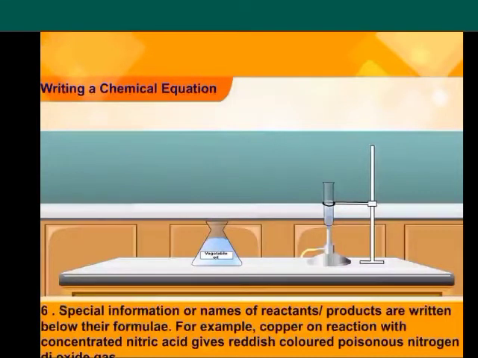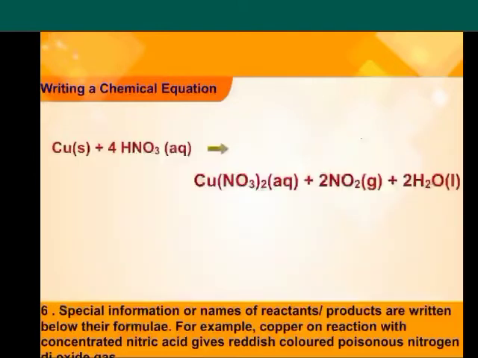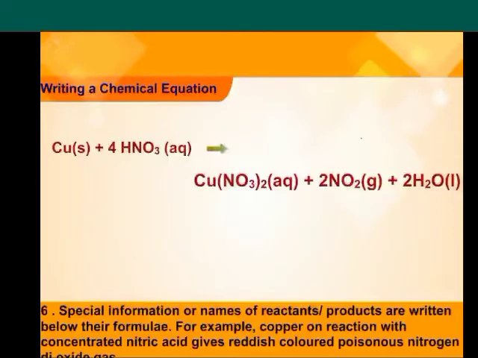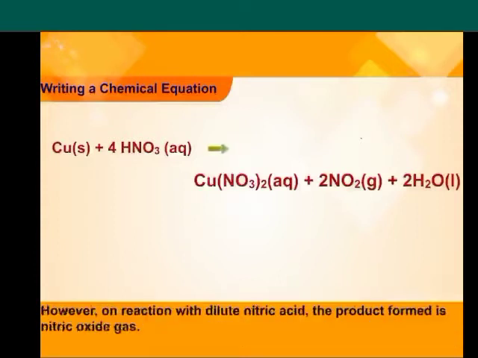copper in reaction with concentrated nitric acid gives reddish colored poisonous nitrogen dioxide gas. Cu(s) plus 4 HNO3(aq) goes to Cu(NO3)2(aq) plus 2NO2(g) plus 2H2O(l), concentrated. However, on reaction with dilute nitric acid, the product formed is nitric oxide gas.